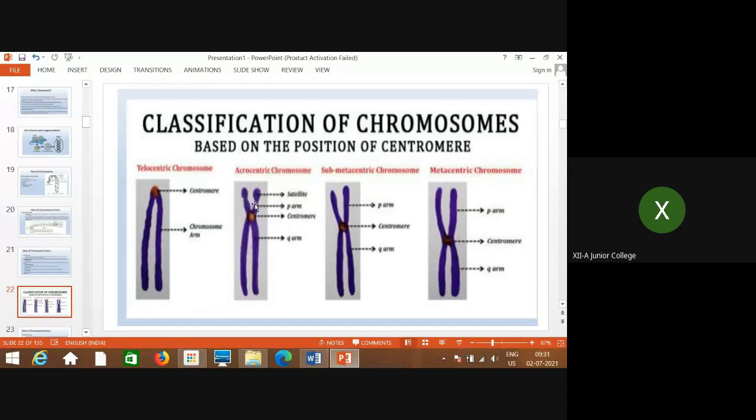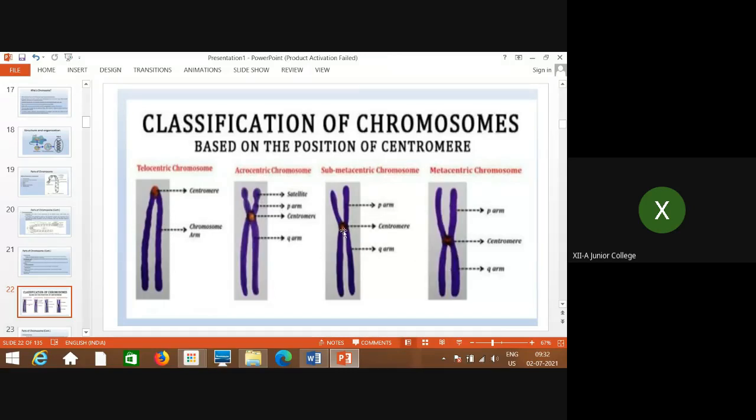First, this diagram shows a metacentric chromosome. Metacentric means the centromere is present at the center of the chromosome, and these are the two chromatids attached to each other at the point called the centromere or primary constriction. When the centromere is at the center, the arms are of equal length, giving a V shape. In the letter V, both arms are of equal length, right? So that's why this is called metacentric.